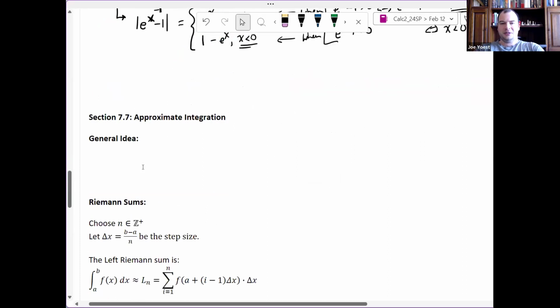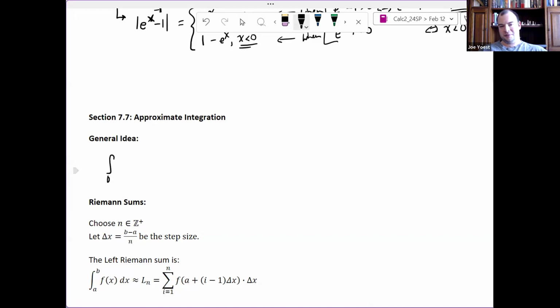Okay, so moving on to starting 7.7 in the last 10 minutes or so, and then we'll cover most of this in a supplement. Approximate integration. So what's the general idea here? Sometimes we have integrals we want to do that are like, say, integral 0 to 1 of x squared dx. Yeah, we can do that all day long. No problem. We can get an exact solution.